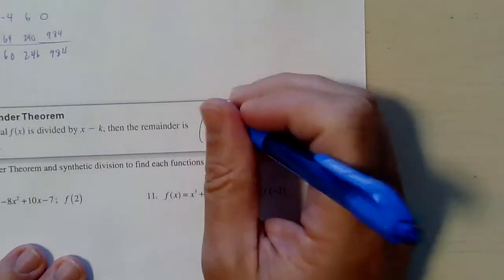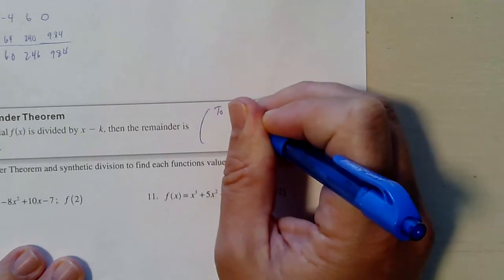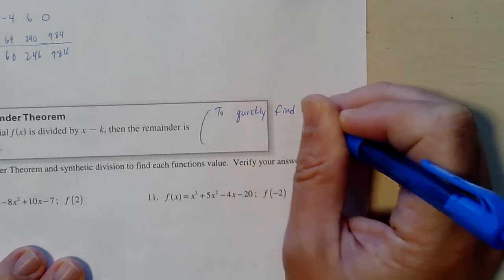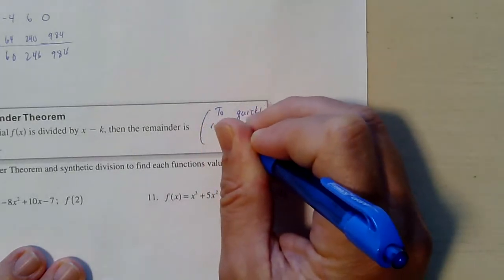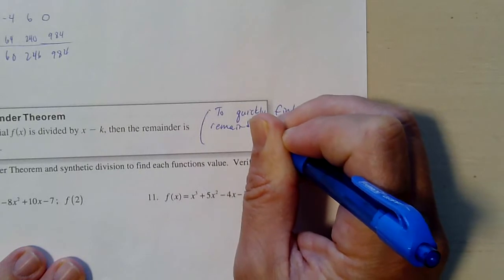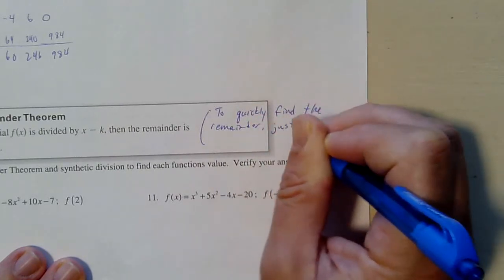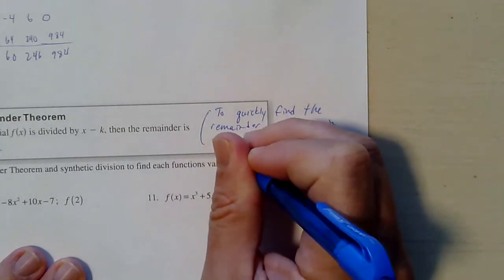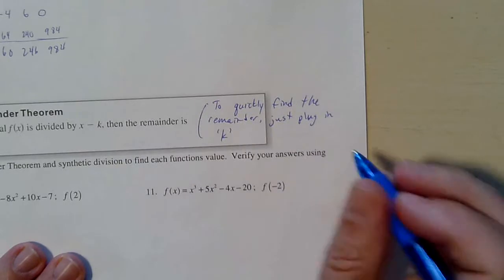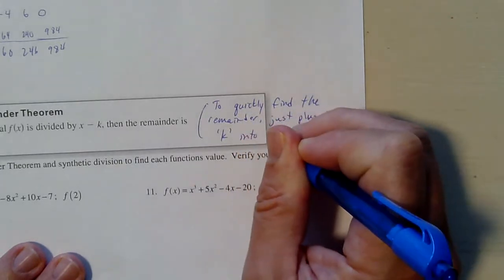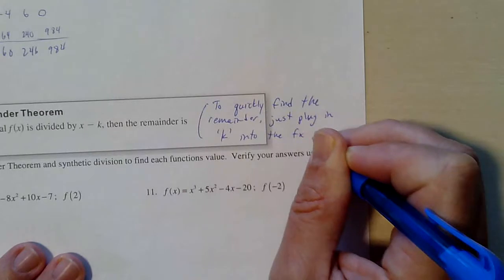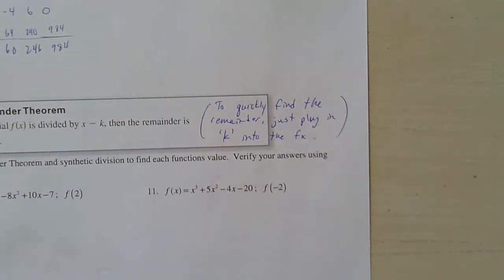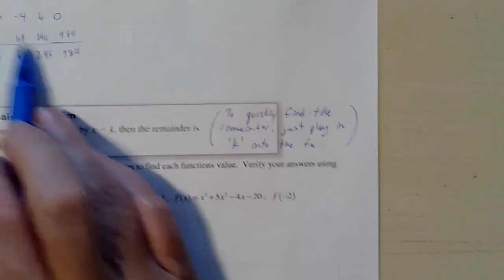Here, why don't you write this down kind of in layman's terms to quickly find the remainder: just plug in, I'll put k in quotes, plugging in k into the function. Okay, so that's how we quickly get the remainder. It's basically a shortcut. If you want to find the remainder and find out if it's actually a factor or not, because here it wasn't a factor.